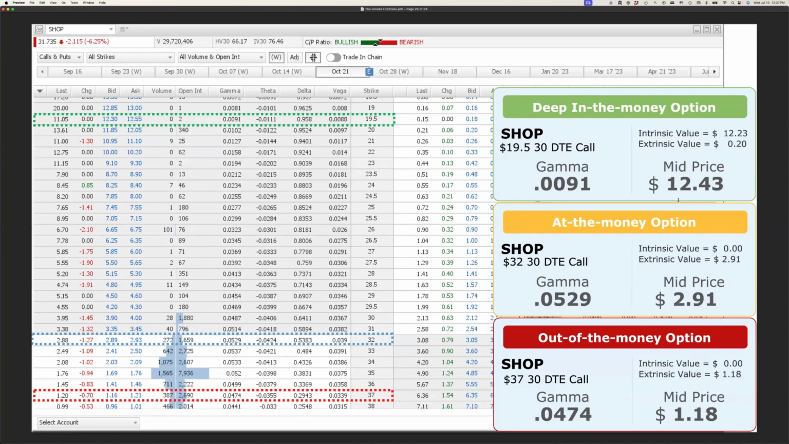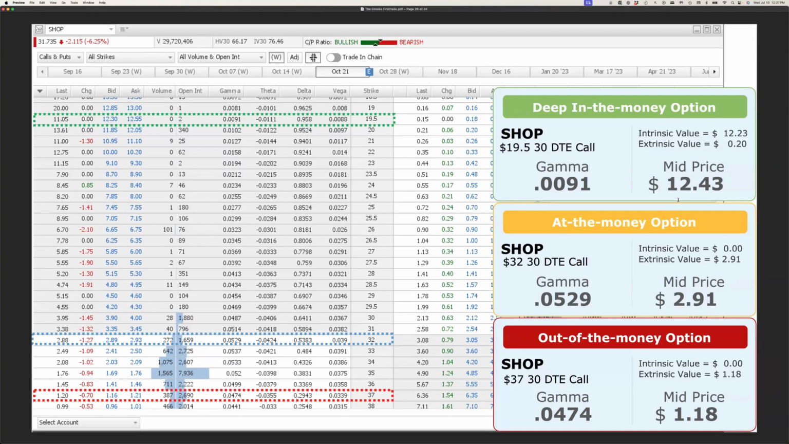So if we look at the gamma portion of an options chain, we go back to our deep in the money option, that $19.50 strike price on Shopify. That 30-day call option has a gamma of 0.091, so that's a very, very low gamma. For every $1 the stock moves up by, delta is only going to move up by 0.0091, because the delta is already approaching 1. Even if the stock keeps moving higher, delta can't really move up by much more because it can't be greater than 1. It's already at 0.95. That's why gamma is so low for deep in the money options.